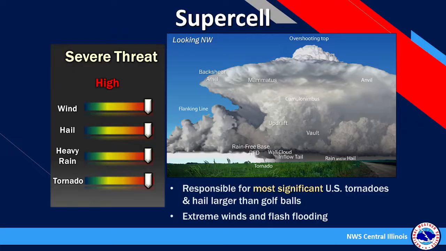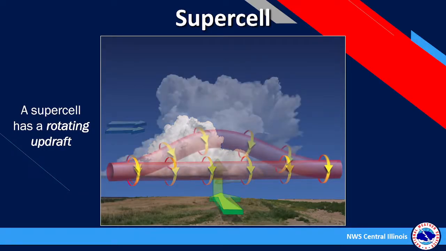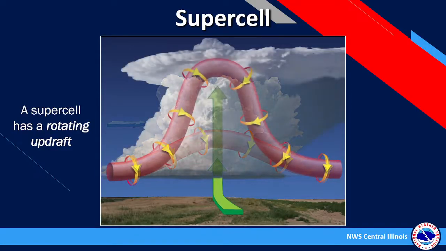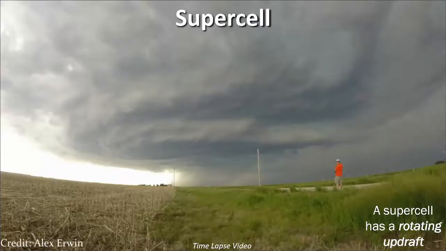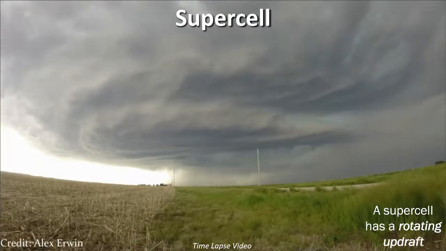As the storm gets closer, you'll see more of the severe aspects closer to the ground, such as wall clouds, inflow, the rain-free base, and tornadoes or funnel clouds. While thunderstorms contain updrafts, the key with a supercell is that the updraft is rotating. As the storm grows, the rotating updraft is dragged upward. In this video, you can see a real-life example of a supercell.